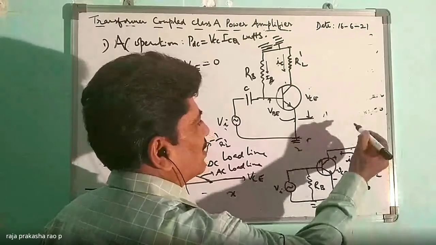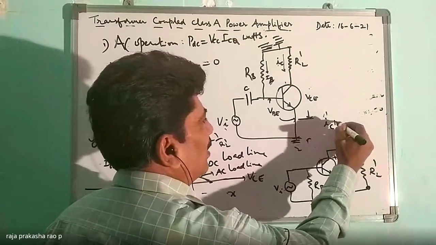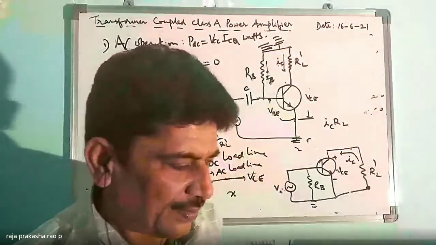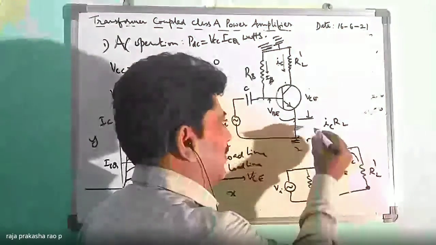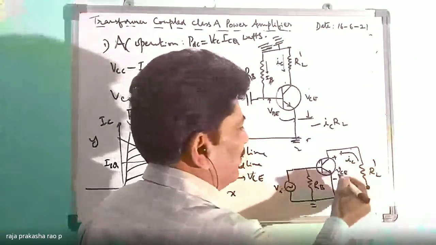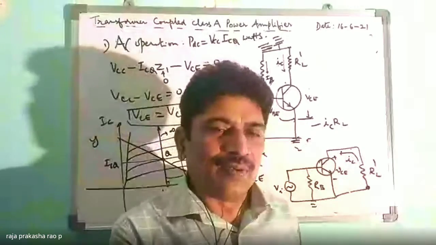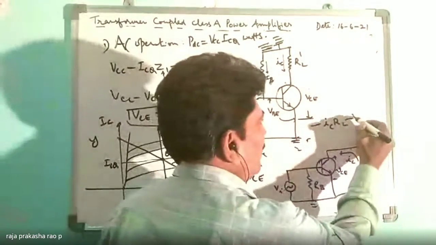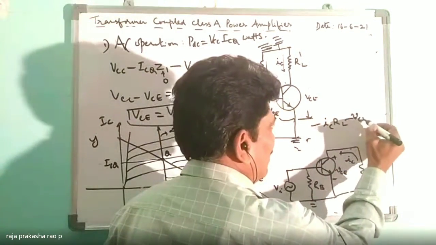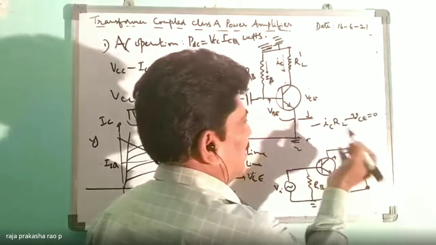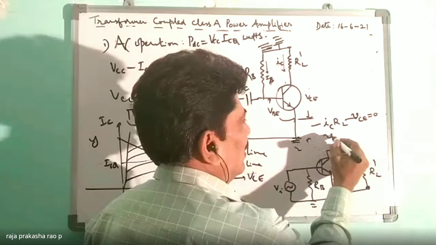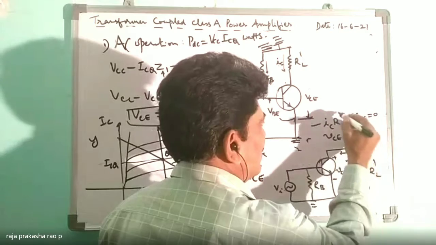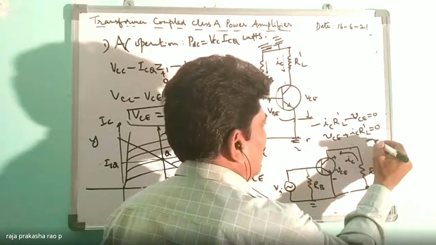Start, moving in the direction of current, so IC into RL. What is the sign of this? Minus or plus? Minus. Okay, minus, moving in the direction of current. Then VCE, it is a fall in potential. So minus VCE, this should be small letter. Minus ICRL dash minus vce equal to 0. Multiply by -1, then you will get vce plus ICRL dash equal to 0. That is equation number 1.